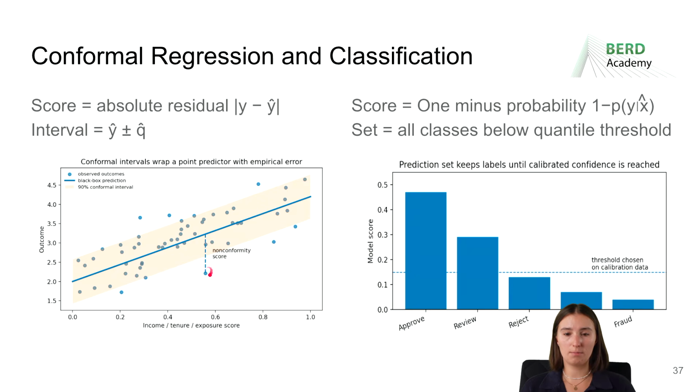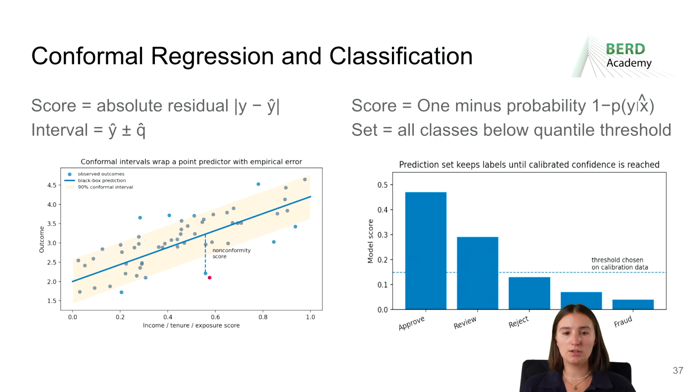So if we, for example, look at this example where we just have some kind of score and we want to predict our outcome, our prediction is the blue line here. We get a single observed outcome out of our calibration set, and we see that this has a quite high non-conformity. So we can see that the prediction is quite far away from the true value.